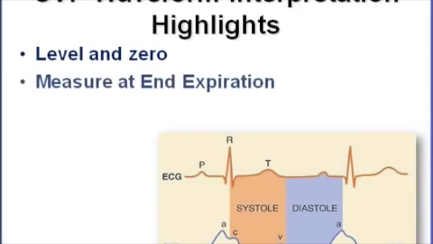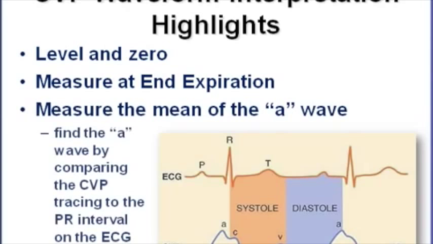All right, so what are the highlights of interpreting your CVP waveform? You want to level and zero to the patient's phlebostatic axis. The point that you're using is the stopcock, the air fluid interface. And then you're going to measure at end expiration. Pay attention to if your patient is on a vent or they're spontaneously breathing. And then you're going to measure the mean of the A wave.